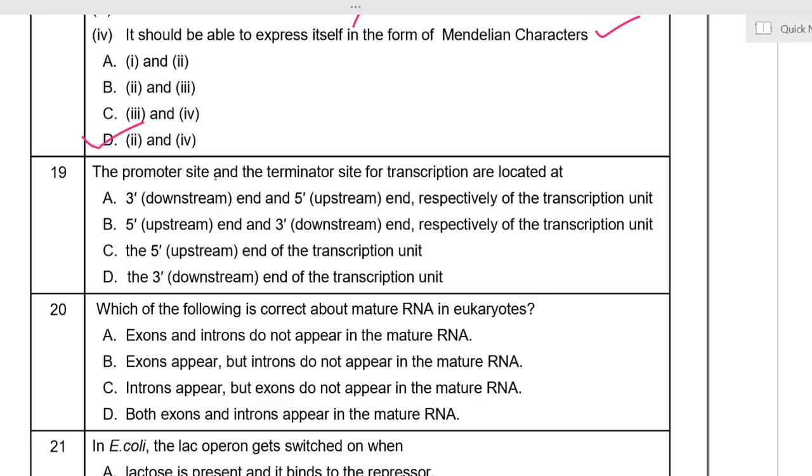The promoter site and the terminator site for transcription are located at, so they are located at, अगर promoter site की बात करें तो 5 prime upstream end and 3 prime downstream end respectively of the transcription unit. That is promoter है हमारा 5 prime end में upstream में, and downstream की बात करें वहाँ हमारा terminator है, that is your 3 prime end.